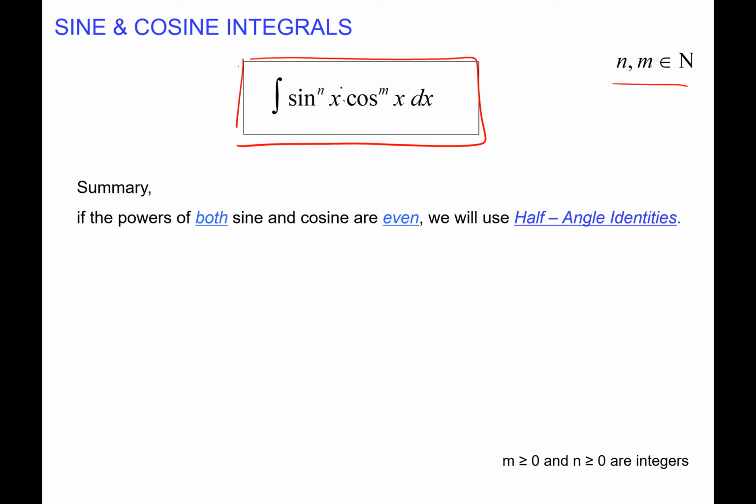And now let's start with case 1. Both of them are even. That means sine of x could be taken to the power of 2, 4, 6, 8, and so on, and the same for cosine. Both even. And actually, if both are even exponents, we will always use half angle identities.